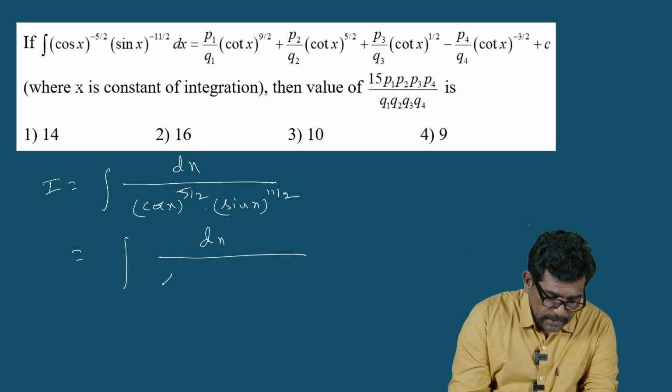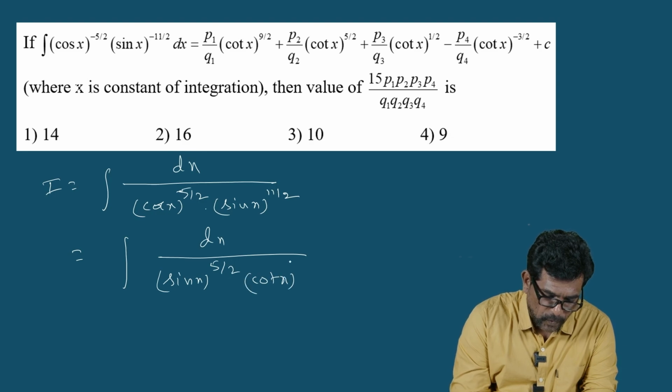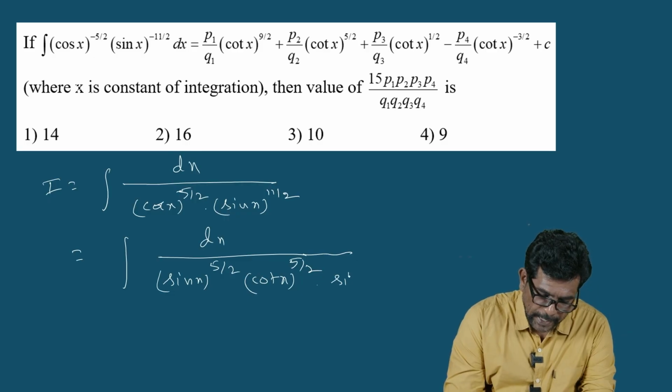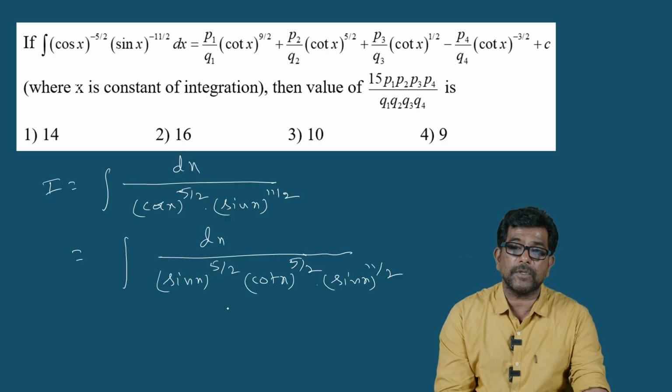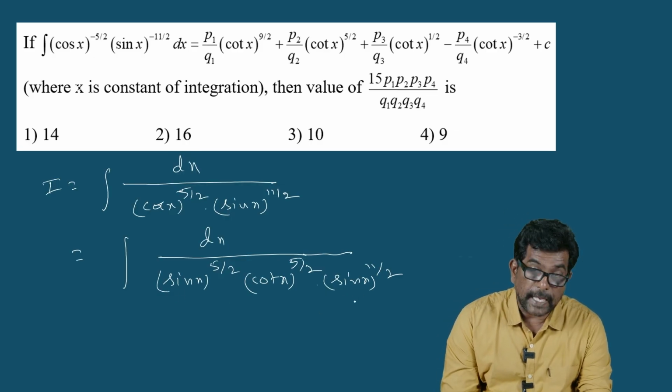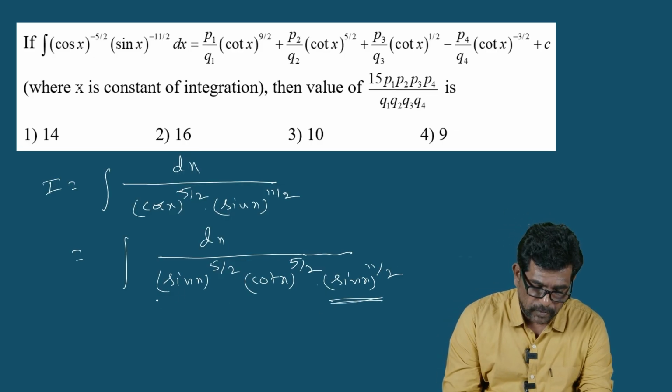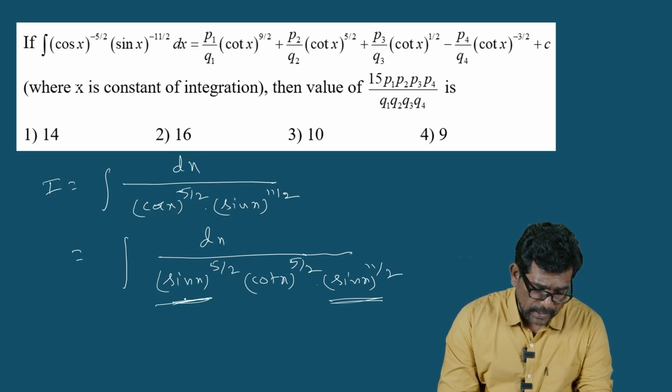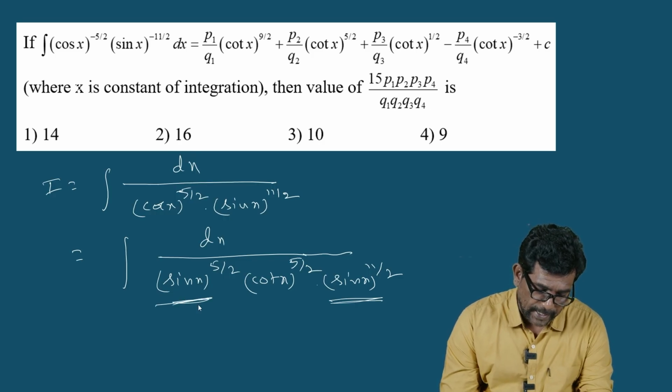See that? (sin x)^(5/2) I am writing here into (cot x)^(5/2) into (sin x)^(11/2). Now (sin x)^(5/2) and (sin x)^(11/2), these are the two terms. By using these two terms, we are going to write (sin x)^8.